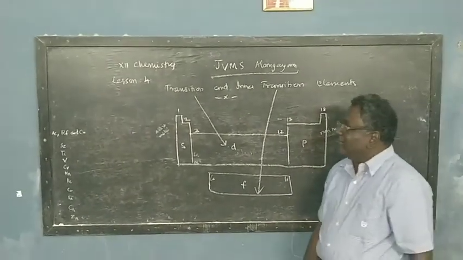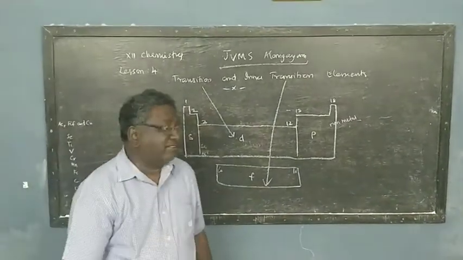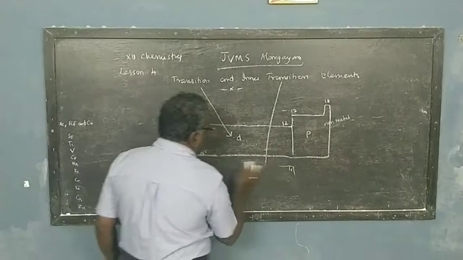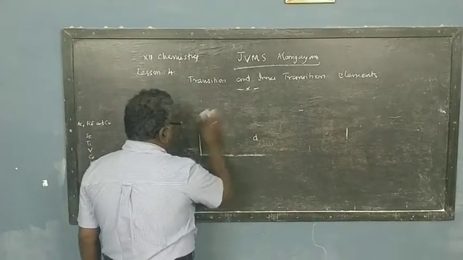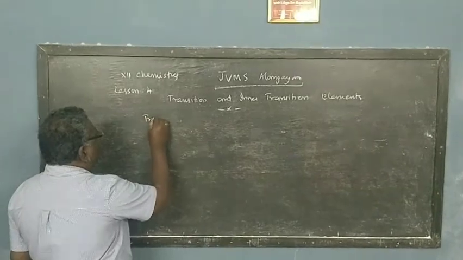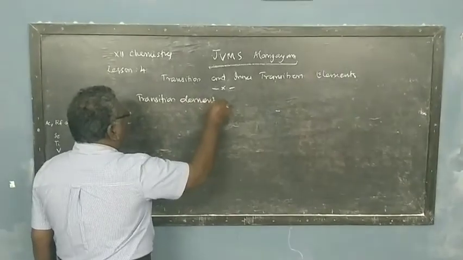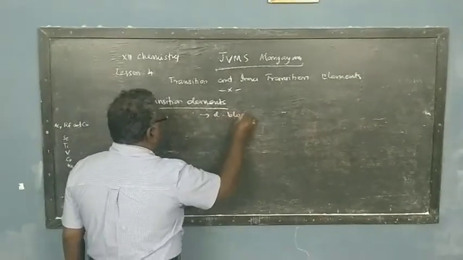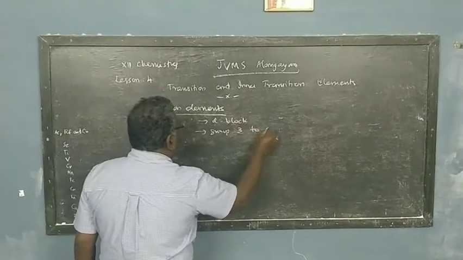So this is the general knowledge about transition elements. Transition elements are nothing but D block elements. Inner transition elements are nothing but F block elements. To start with, we'll take up the transition elements first. Then we'll go to the inner transition elements. Transition elements are D block elements. They are present from group 3 to 12.